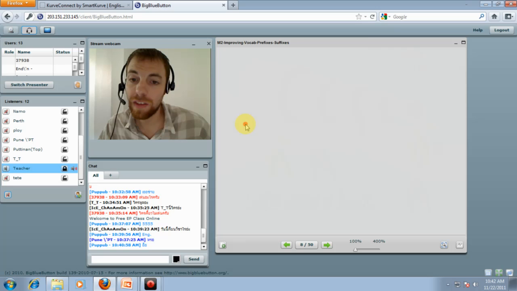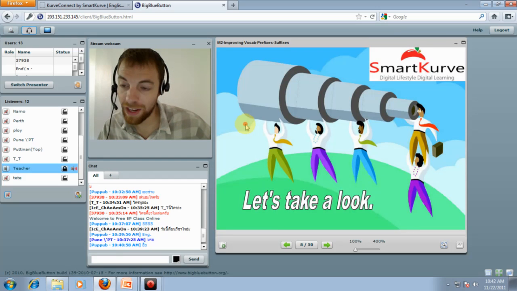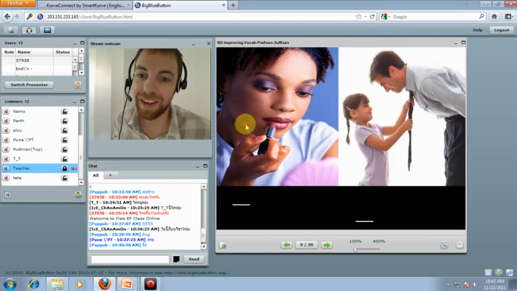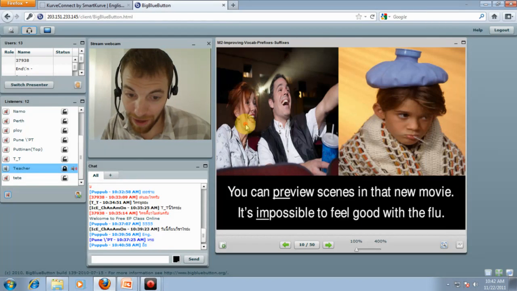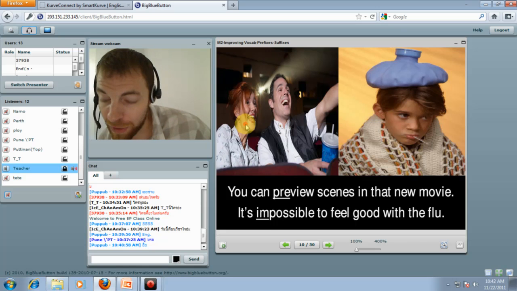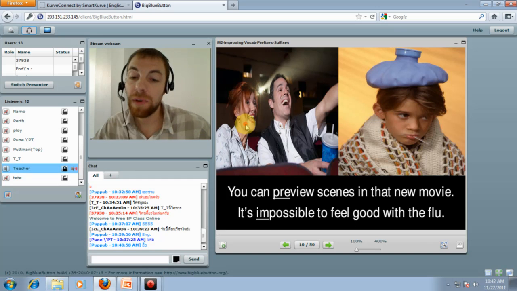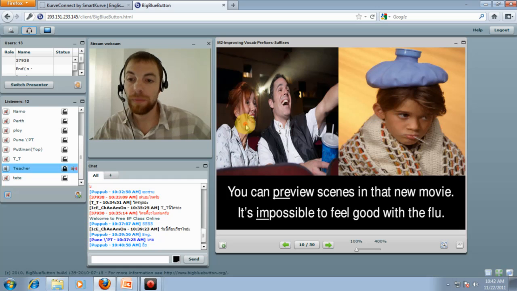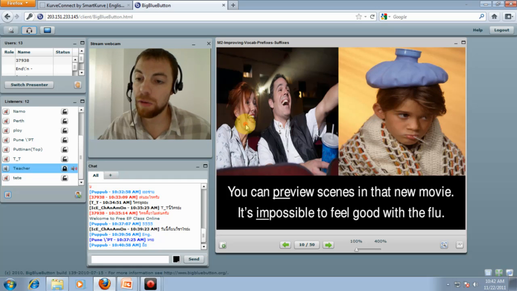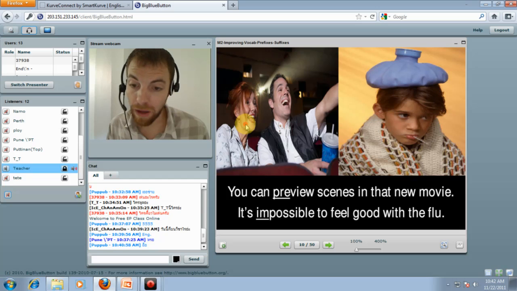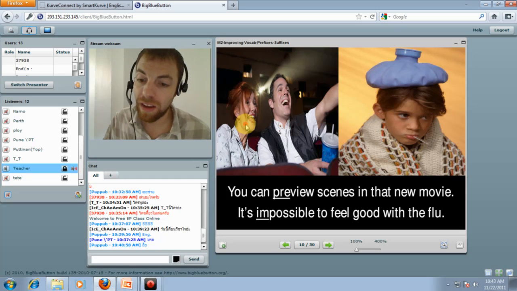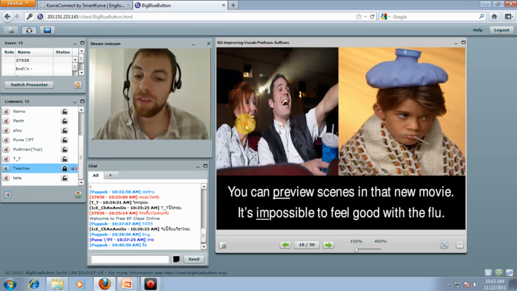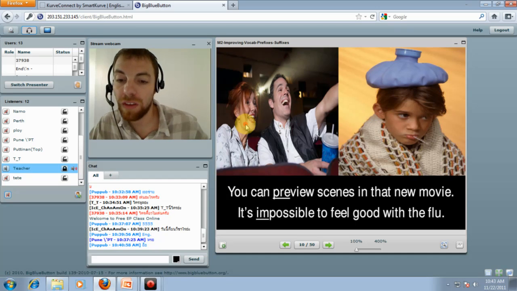So let's see some examples here. Let's take a look. Here are some sentences, and you see the prefix is underlined. A prefix comes at the beginning of a word. You will notice they're underlined, and these prefixes are very common. You will see them at the beginning of many words.